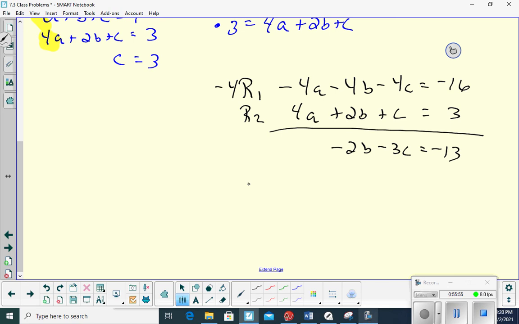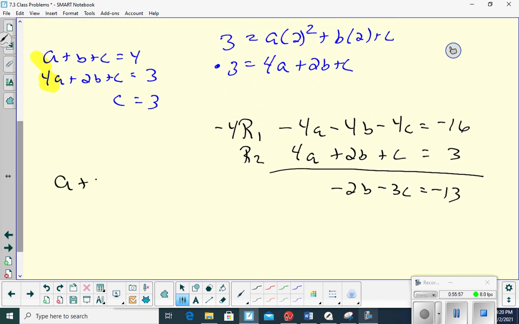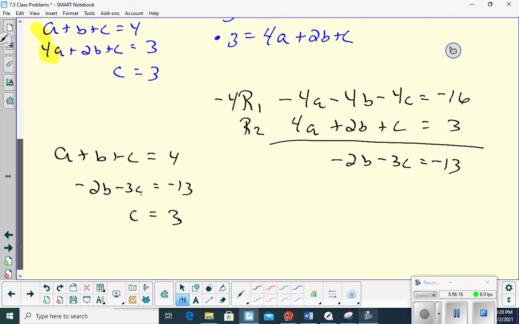So I have my first equation, which has 3 unknowns, my new second equation, which has 2 unknowns, and then my third equation, which tells me what c is equal to. Oh, it's only 3. What c is equal to. So I'm going to use back substitution. I'm going to take this 3 and put it here and find b.